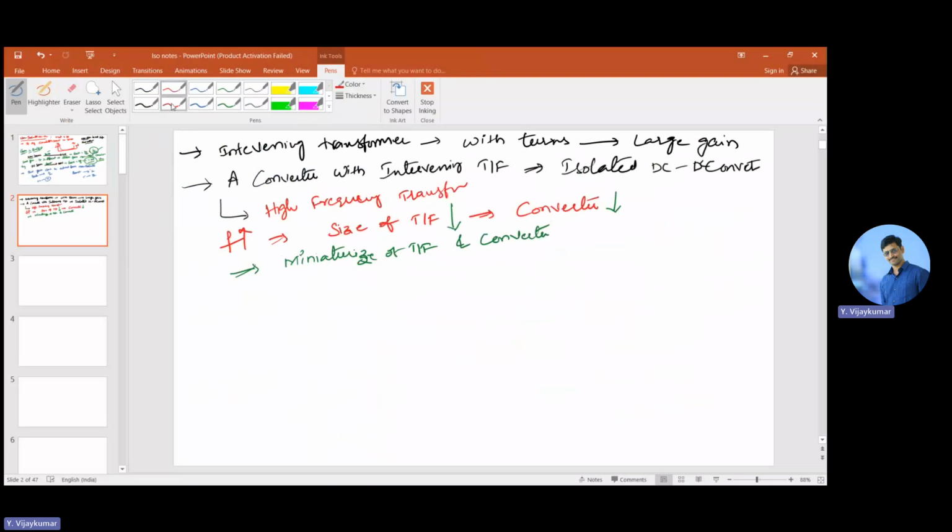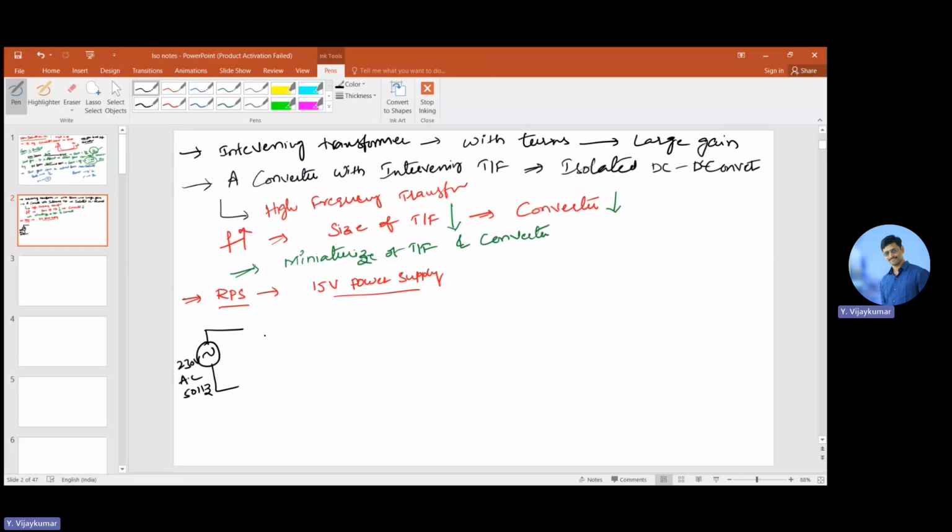As we all know, we have a regulated power supply, RPS, in our laboratory, right? Assume that RPS is a 15 volts power supply. At the output we are going to get DC, right? The input that we are giving is 230 volts AC, 50 hertz frequency.